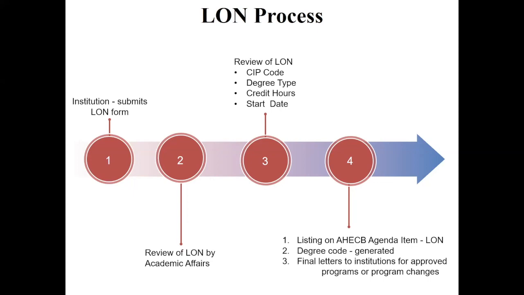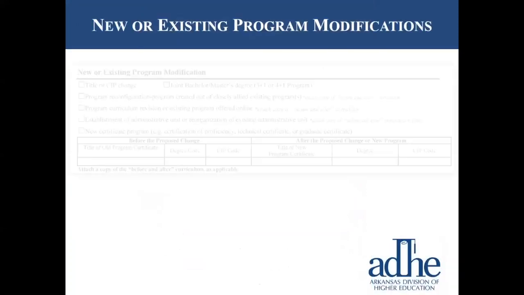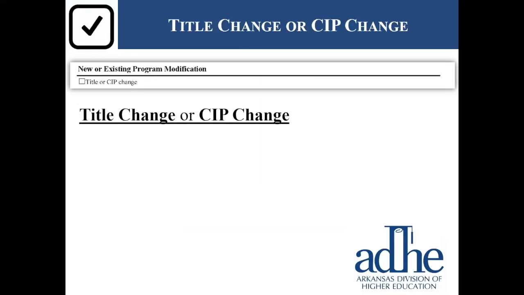This is an actual LON form on our website. Although institutions may have other forms, we prefer the form shown to act as the primary form. We will discuss various components of this form by each section, starting with new or existing program modifications. Now, with 6 options listed in this section, let's begin with title and SIP changes.